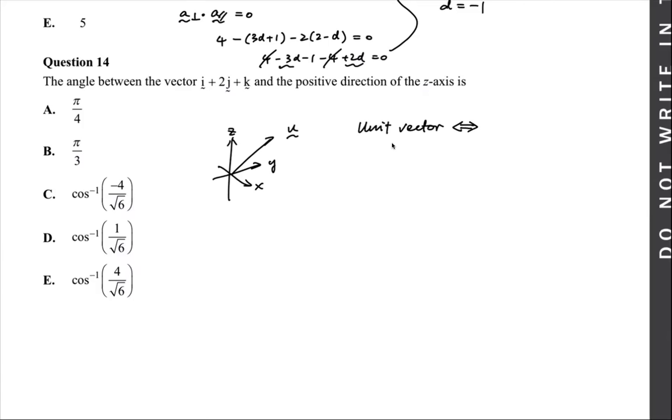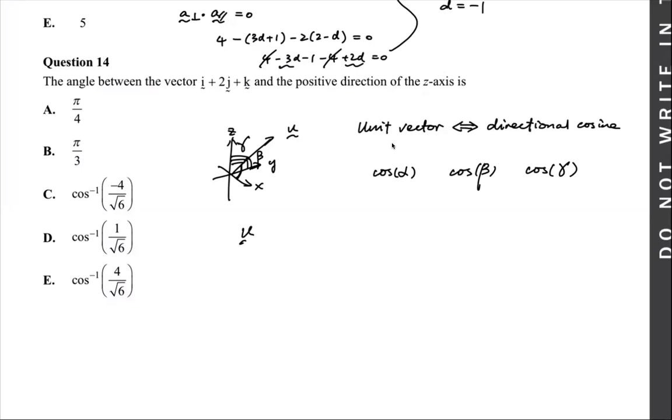Unit vector has another special name called directional cosine. So each component represents cosine alpha, where alpha is the angle between u and x. And cosine beta, the angle between u and y. And cosine gamma, that is the angle between u and z, the positive direction.